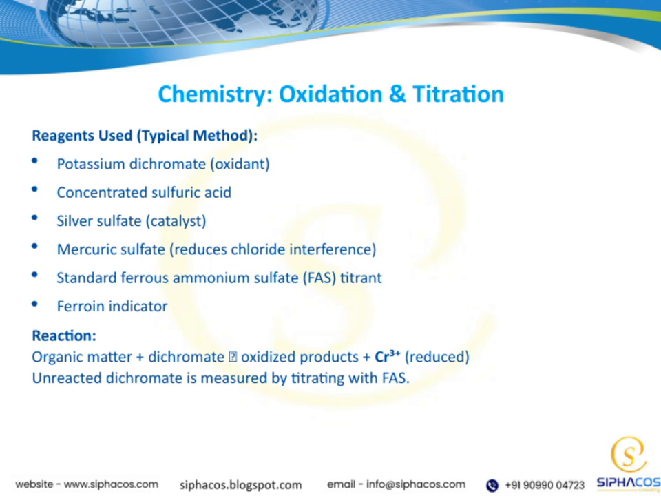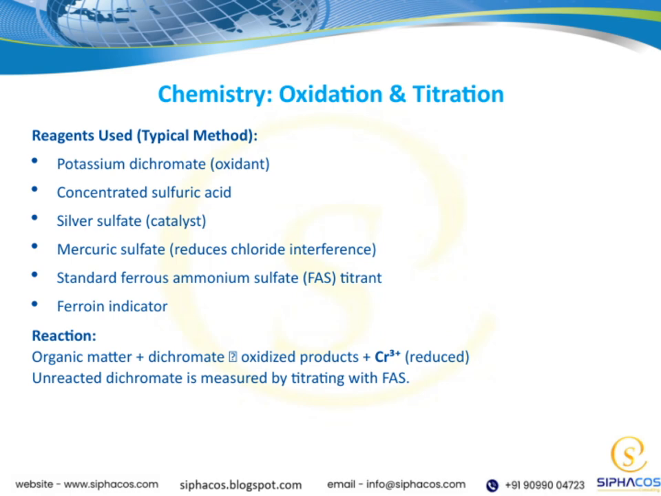We also include silver sulfate as a catalyst to facilitate the process, ensuring it happens efficiently. To prevent interference from chlorides, we add mercuric sulfate, which helps reduce any potential complications. For the titration, we use a standard solution of ferrous ammonium sulfate, or FAS, which acts as our titrant to quantify the unreacted dichromate.